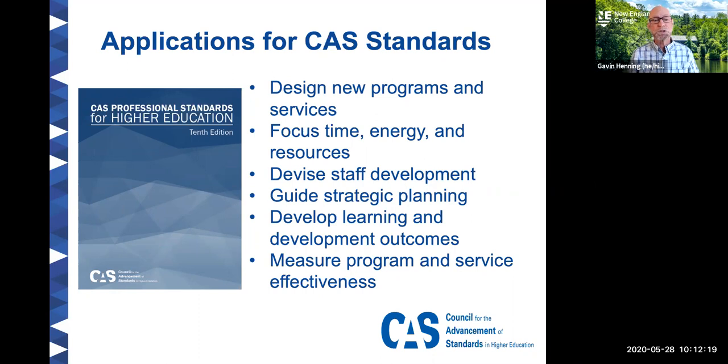Devising staff development. So as our field changes, the needs of staffing change because the needs of students change. So using the CAS standards as a guide for what the functional area should be focusing on helps a staff or a leader of a department identify what are those skills and knowledge that the staff need to really be able to implement those key elements. Guiding strategic planning, really thinking through in 3 to 5 years, what are those areas that a functional area wants to focus on? And the CAS standards can provide some support for that. And then obviously developing learning and development outcomes. We'll talk a little bit about that in a second, and then measuring program and service effectiveness.